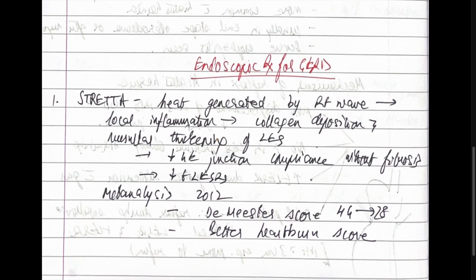Endoscopic treatment for GERD. Stretta. Heat generated by radiofrequency wave causes local inflammation, collagen deposition, and muscular thickening of the LES. This decreases the GE junction compliance, so it doesn't move so much, but that is without fibrosis, and therefore reduces the transient LES relaxations. In a meta-analysis done in 2012, the DeMeester score reduced from 44 to 28, and there was better heartburn score with a Stretta.